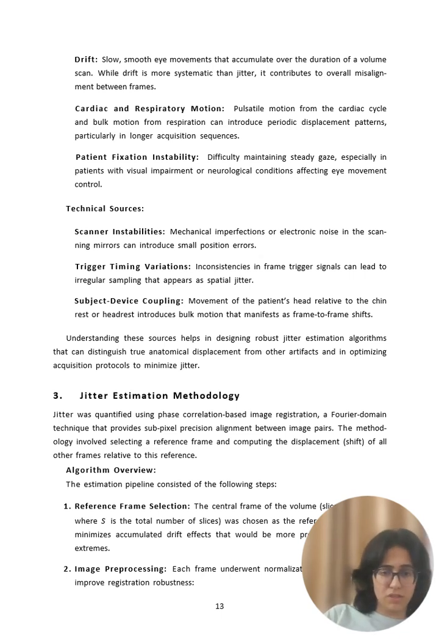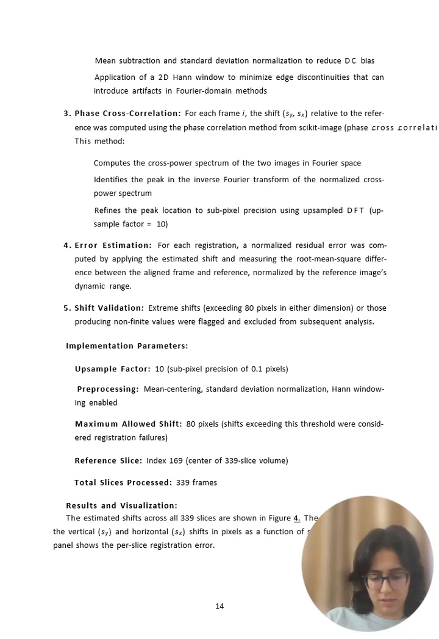So now we will move on to jitter estimation methodology. To estimate jitter, we select one reference frame at the half of the slice window, that is at the S by 2 slice index, where S is the total number of slices, and then each frame goes under normalization and windowing. We used Hann windowing in this, and it improves registration robustness. The third step is phase cross correlation, where we calculate the shift from the reference frame using the phase correlation method available in the scikit-image library. The fourth is error estimation, and the fifth is shift validation.